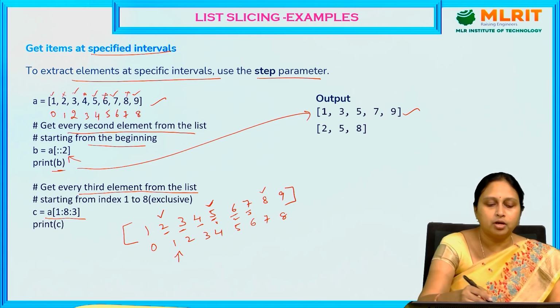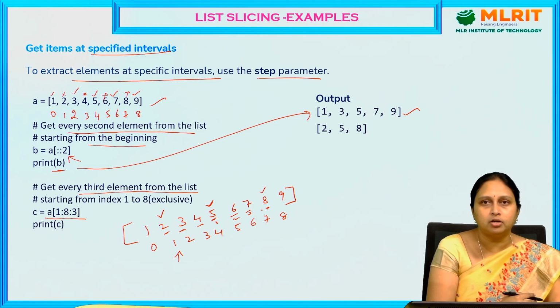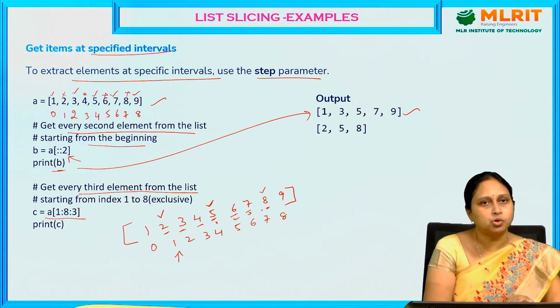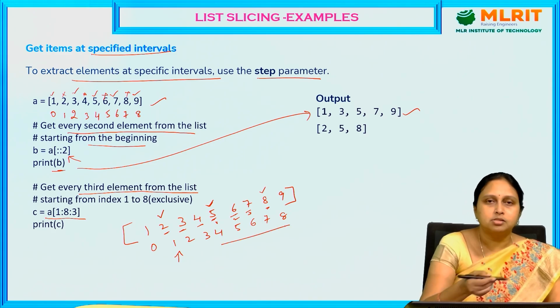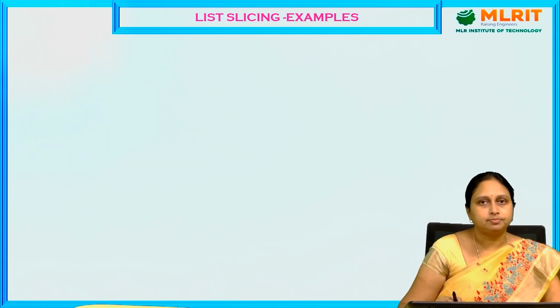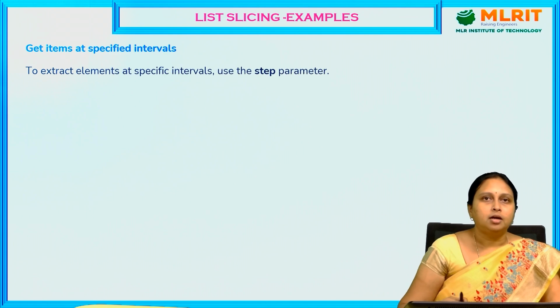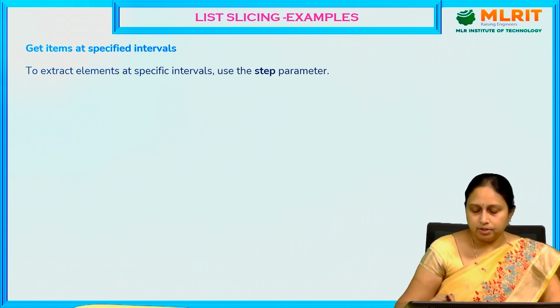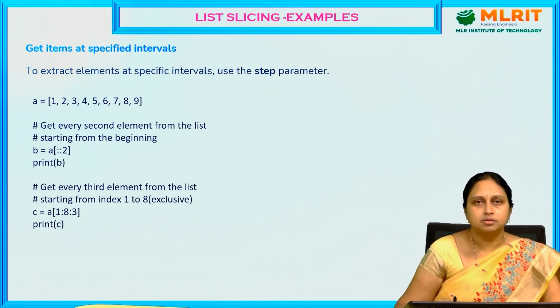Okay. If you check for the end of the list, we are going to have 8, so it is going to stop here. Like this, the step will be represented in the slicing part.